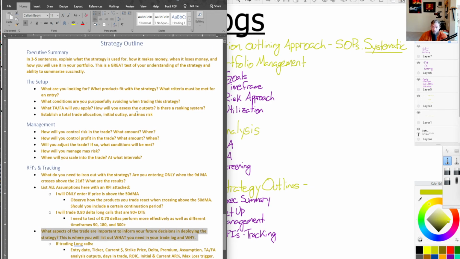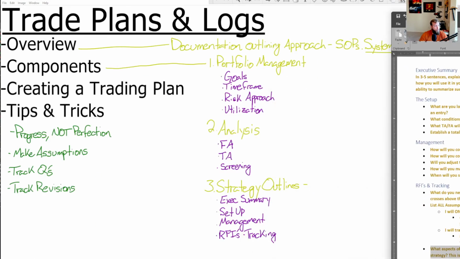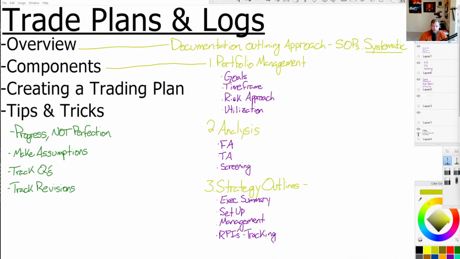I have a couple of them in my Options 301 playlist where I walk through essentially this, and it helps me understand how I'm going to deploy a strategy definitively. So that really is the whole purpose of the trading plan and the trade logs. It gives us information. It gives us a way to base decisions and assess performance.